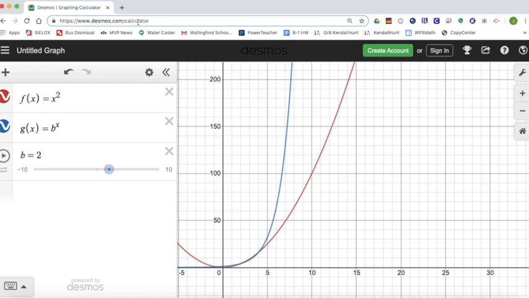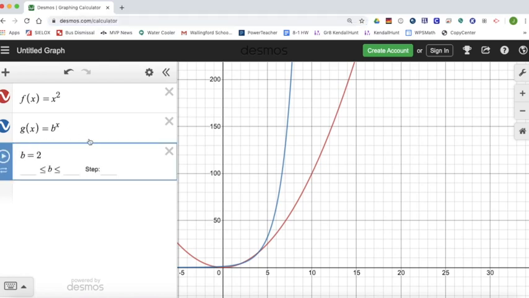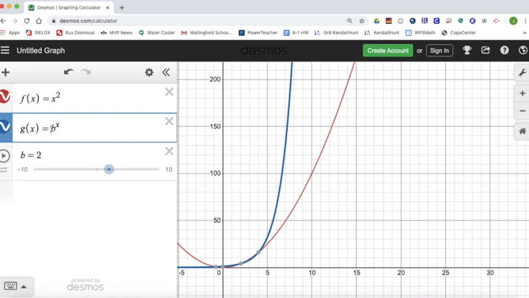Okay, so we have the classic example from class where we had 2 to the x and x squared. So I'm going to use this slider. This b is my growth factor, and we're going to see what happens when we change the growth factor b. So right now it's just 2 to the x, and we see that fairly quickly this becomes much larger than x squared.